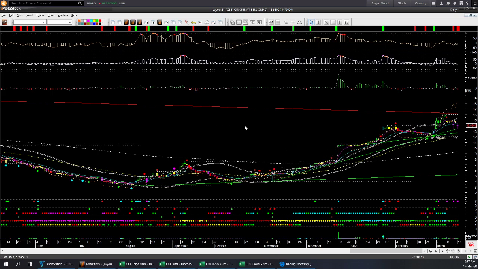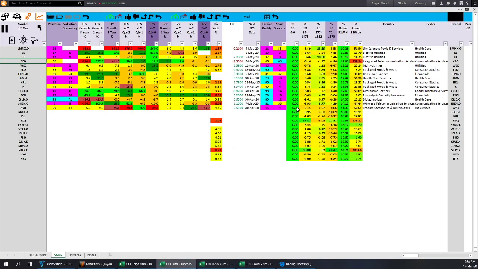That is how I can use multiple scans. I can use Q Vital also to prospect for stocks and get ready. This stock is not at a buy point now, but it was if we were doing this exercise earlier.